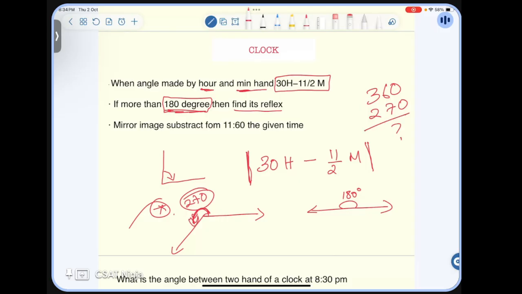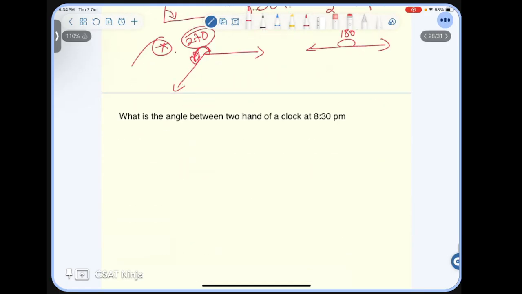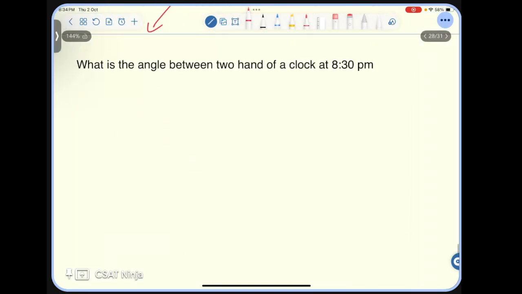So shall we try some questions? The other one is the mirror image. If you are asked to find the mirror image of a clock, then the formula is this: you need to subtract the value from 1160. I'll describe that when we are doing a question. I'll start with this question.